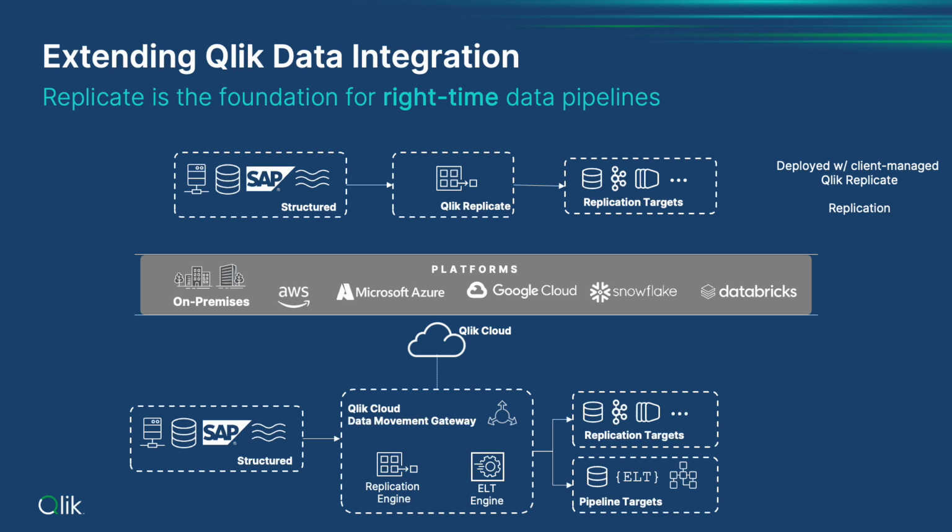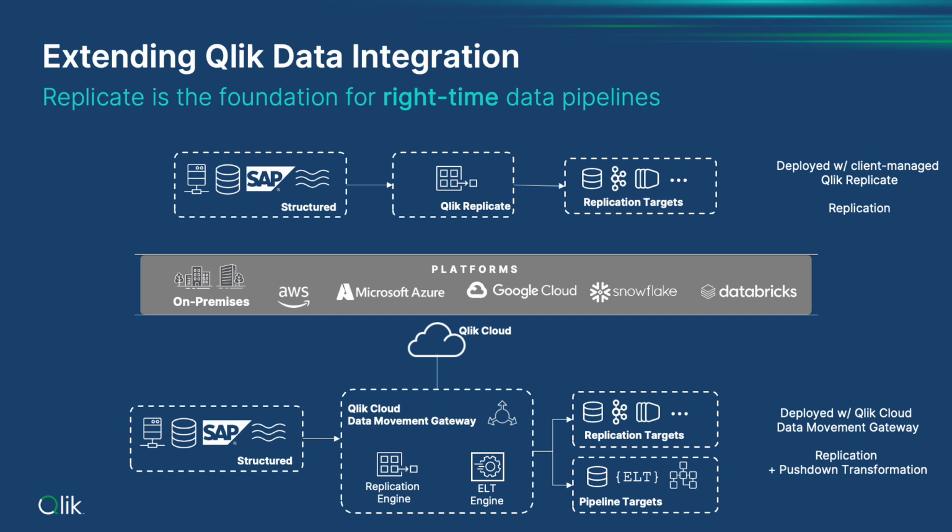And what this really means, though, is not deploying Replicate in the cloud. We want Replicate or the replication engine to be close to your sources because our customers have large data volumes that they need to move with low latency. That gateway you see down there is a core part of our cloud architecture. While you will design your pipelines in the cloud, the gateway is a component that you deploy on premise that allows us to move data from source to target.